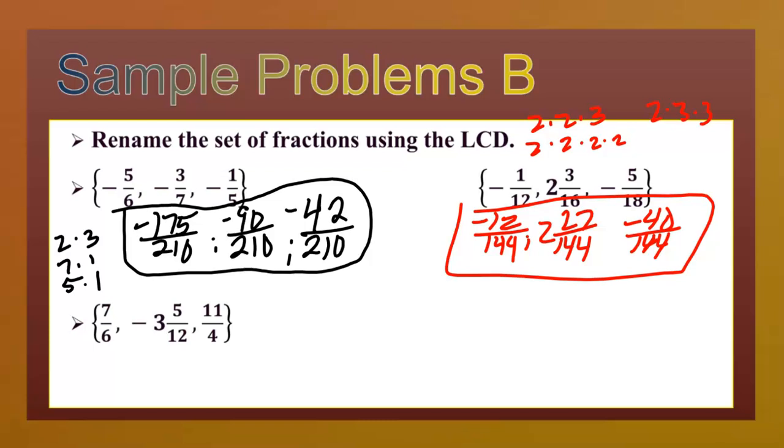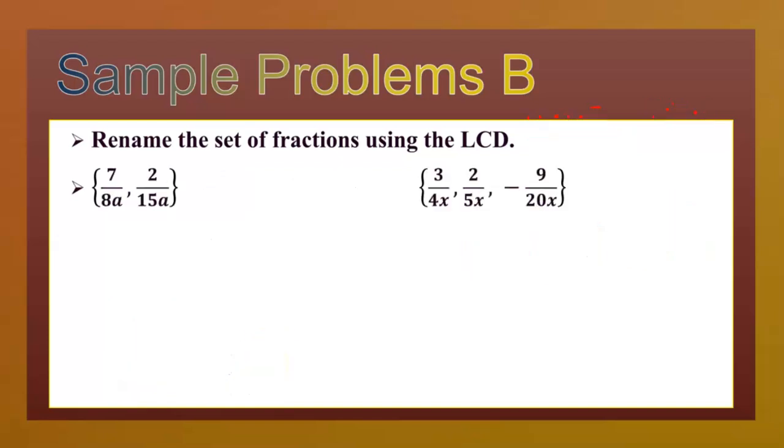And this next one, 6, 12, and 4, I know that the least common multiple is 12. So 6 times 2 is 12. 7 times 2 is 14. This one stays the same, so negative 3 and 5/12. And multiply the top and bottom by 3, that gives us 33/12.